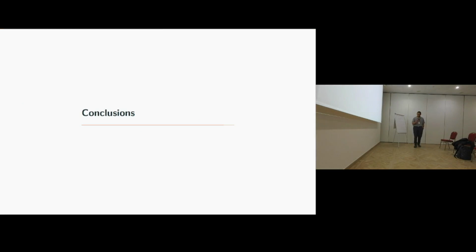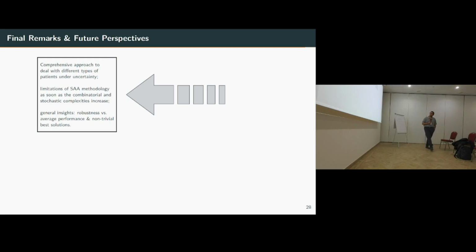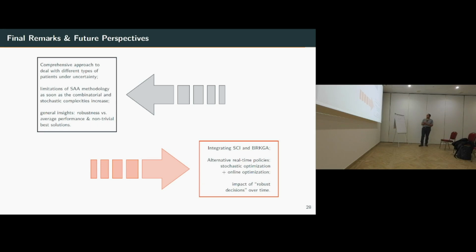Conclusions. Final remarks. So you've seen a comprehensive approach about different types of patients under uncertainty, the limitation of the sample average approximation method, and also general insight about robustness and non-trivial solutions. What can be done? What are we doing? Integrating the sample average approximation and the biased random-key genetic algorithm. So you solve the model, you give it to the biased random-key, you see the solution, and you do some moves according to the final solution. That is the next step.